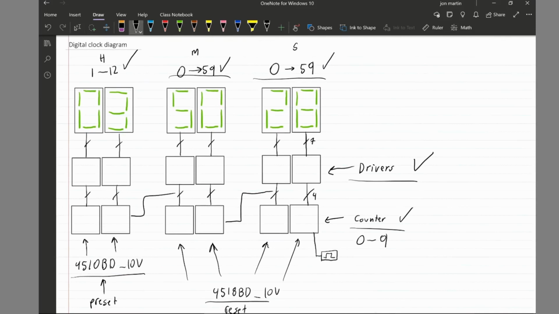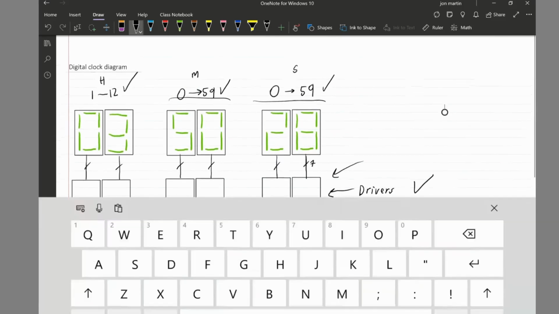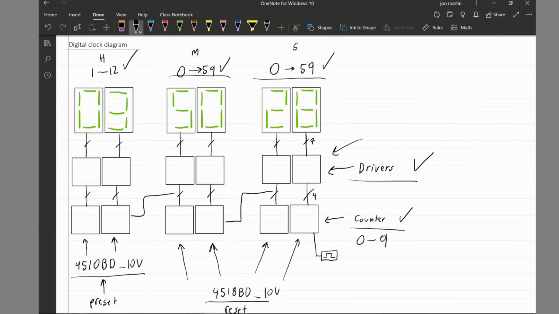So now let's talk about the drivers that we're going to use. The drivers that we're going to use are the built-in drivers that are built into the displays, because I don't want to have too many ICs in my simulation. So we're going to be using the integrated drivers that are in the displays.